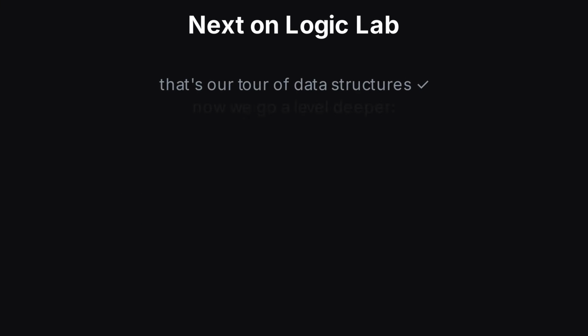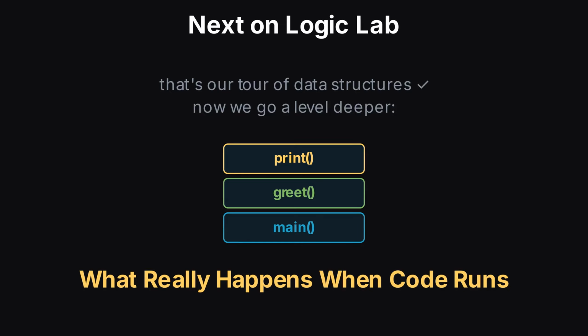That wraps our tour of data structures, the clever ways we arrange information so computers can use it fast. Next, we go a level deeper. What actually happens, step by step, when your code runs?